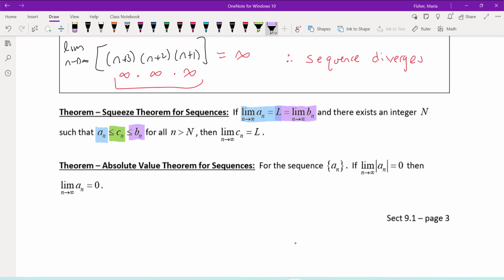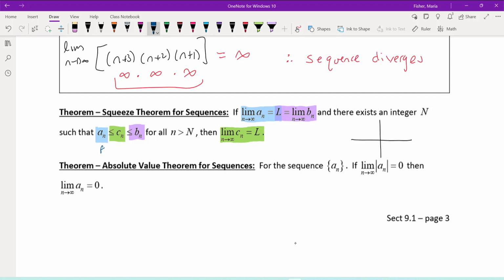So at some point, a sub n is always the smallest, c sub n is always the one in the middle, and b sub n is always the biggest. Then, if that is true, the limit as n approaches infinity of c sub n must also equal L. Recall in Calculus 1, we had it as functions, so I'm going to show it as functions instead of as sequences.